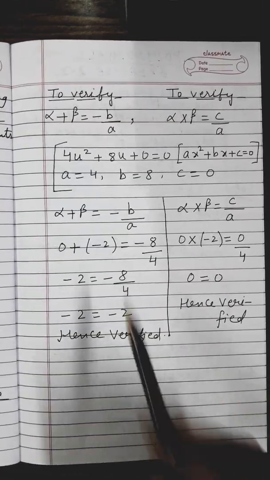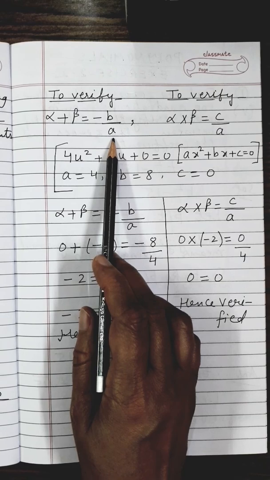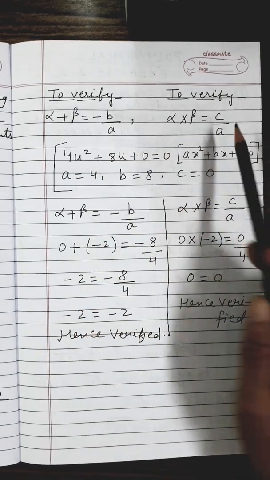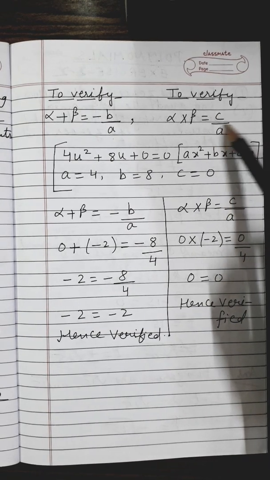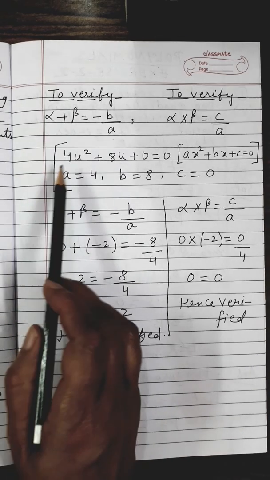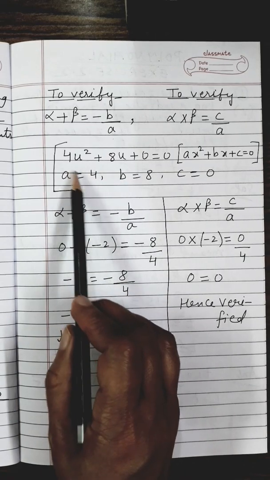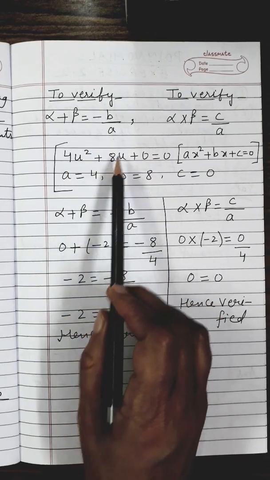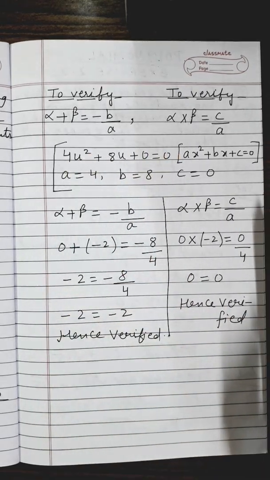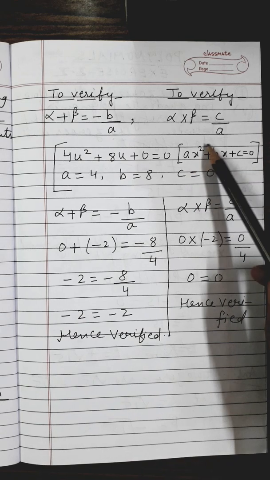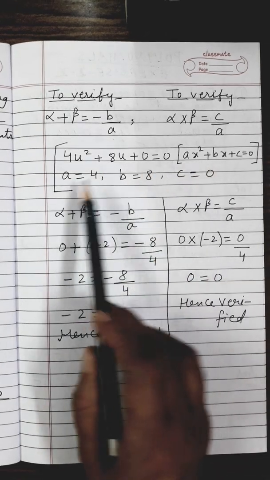To verify that the sum of the zeros equals minus b upon a. What is b? Coefficient of x. a is the coefficient of x square. And you have to also verify that the product of the zeros equals c upon a, that means constant term upon coefficient of x square. So let us write down the polynomial again in order to get the values of a, b, c. This was the polynomial given to you in the question: 4u square plus 8u plus 0. If I equate it to 0, it will become a quadratic equation. The general representation of a quadratic equation is ax square plus bx plus c equals 0, degree 2. If I compare these two, I will get the values of a, b, c.